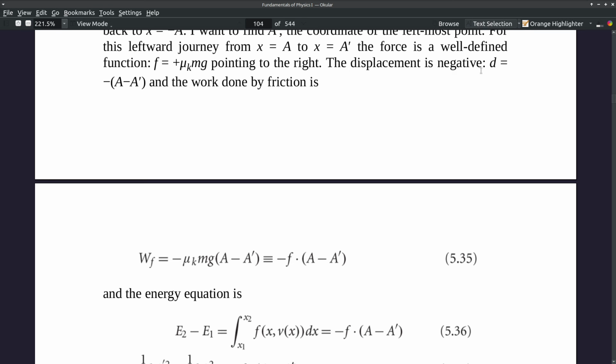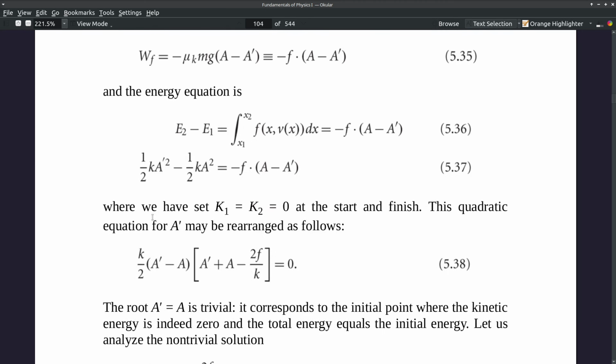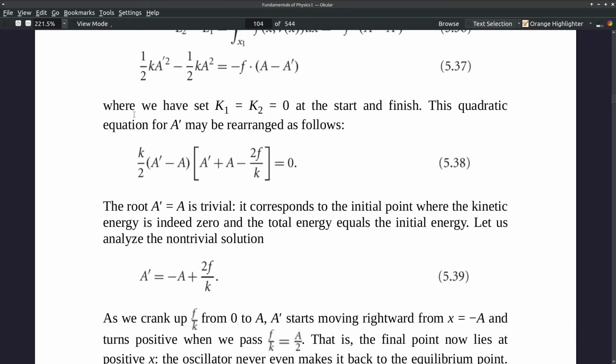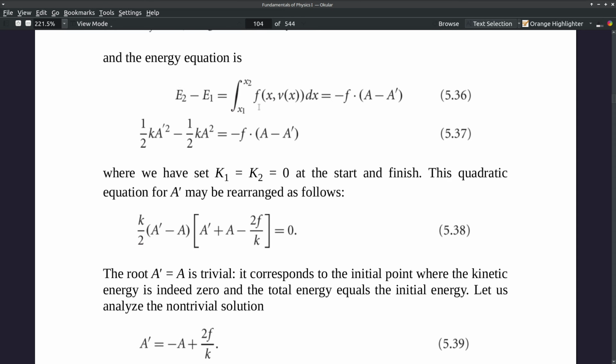The displacement is negative: d equals negative a minus a prime. And the work done by friction, W sub F, equals negative mu sub k mg times a minus a prime. And that's all equivalent to negative F times, or dot product of, a minus a prime. And then he breaks this all down and gives you all the way to 537, where we have k sub 1 equals k sub 2 equals 0 at the start and the finish.